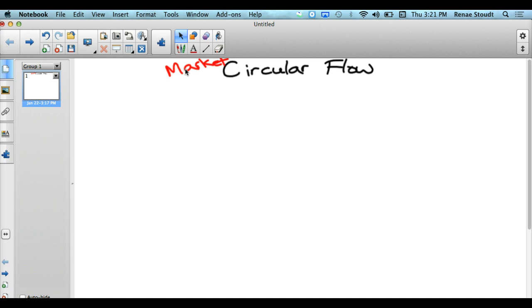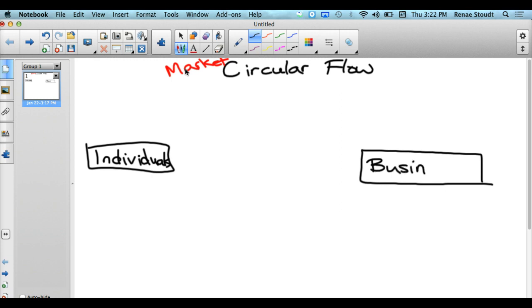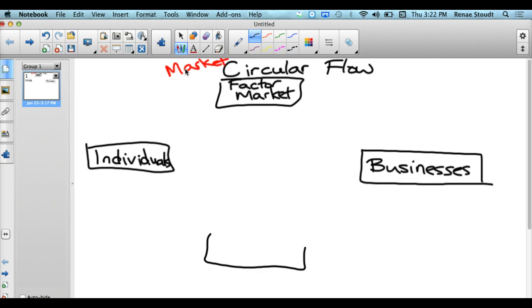So we have four basic players in a circular flow. We have the individuals. By the way, I'm going to be using this entire screen, so leave enough space in your notebook. We have businesses. And then we have up here the factor market. And then down here we have the product market.